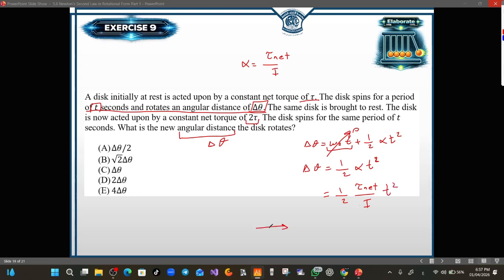Now let's apply the factor of change. The half is a constant, so we replace the constant by 1. The tau net, in the second trial, we have increased by 2. The moment of inertia, we are using the same disk, and the disk is spinning around the same pivot, so the rotational inertia will remain the same. For the same time period, the final factor would be 2. And the correct answer is D.